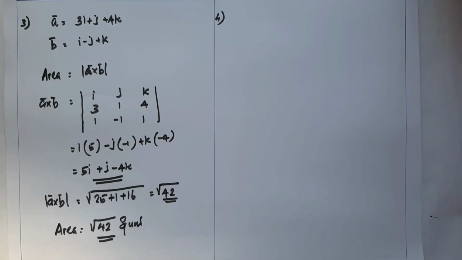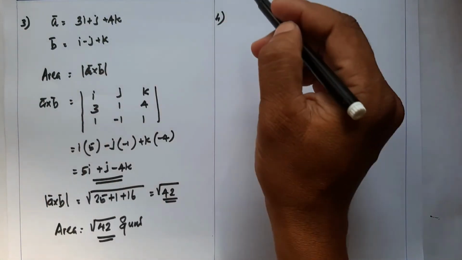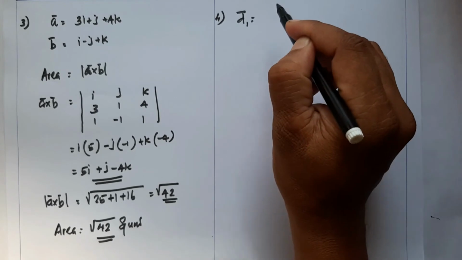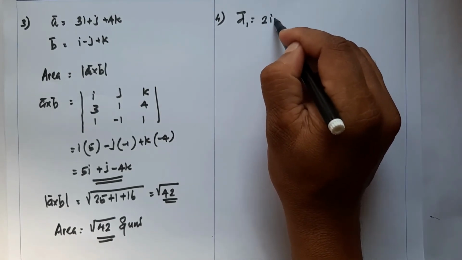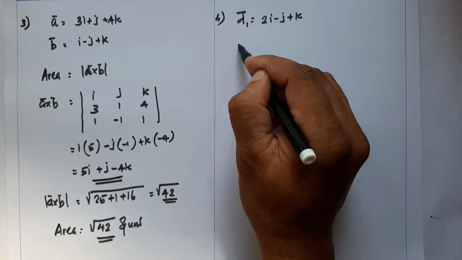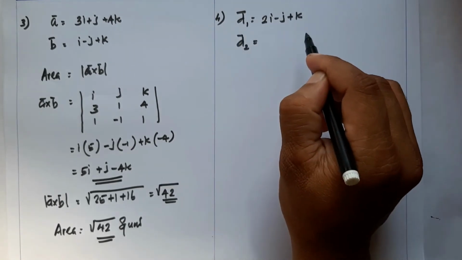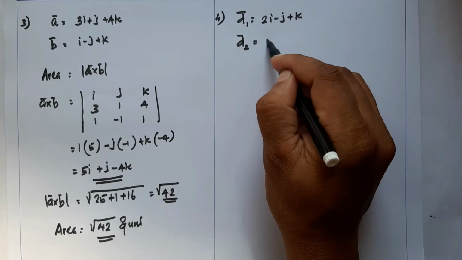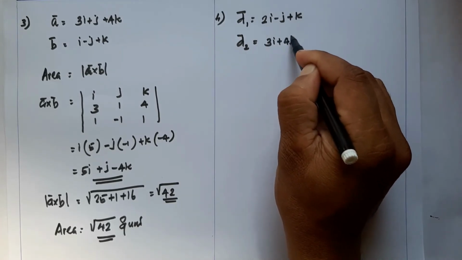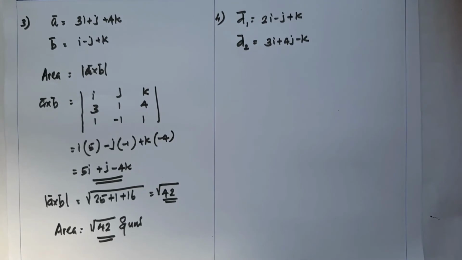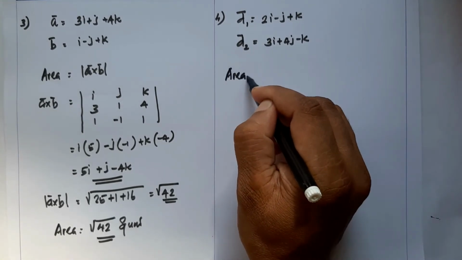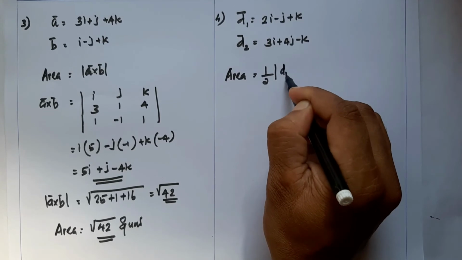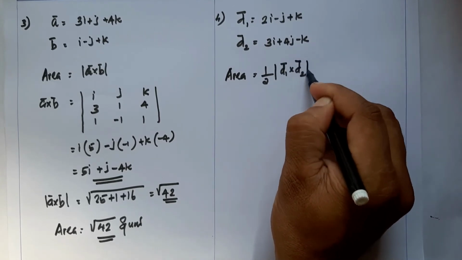Find the area of a parallelogram whose diagonals are vector d1 equal to 2i minus j plus k, and second diagonal d2 equal to 3i plus 4j minus k. You know the area is half into the modulus of d1 cross d2.